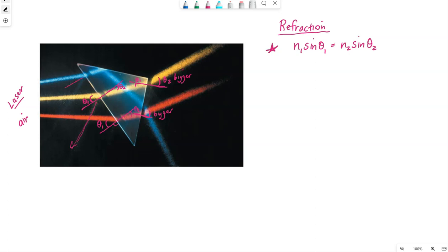So if I draw for the blue right here, a normal line, that would be our theta 1. Theta 2 would be really small right there. But notice, let me erase this part, at this back surface, there's no blue light coming out. It is completely and totally reflected. It's all reflected inside the prism.